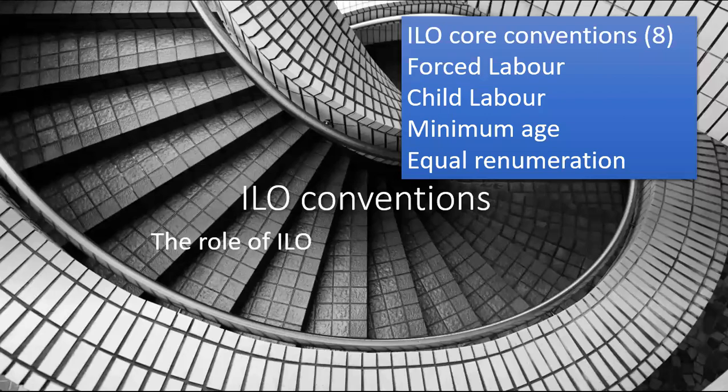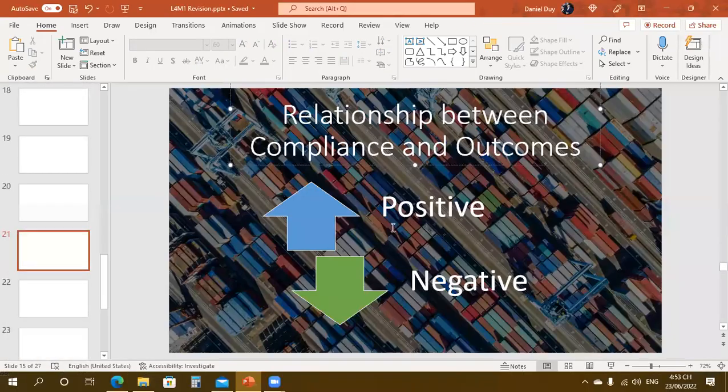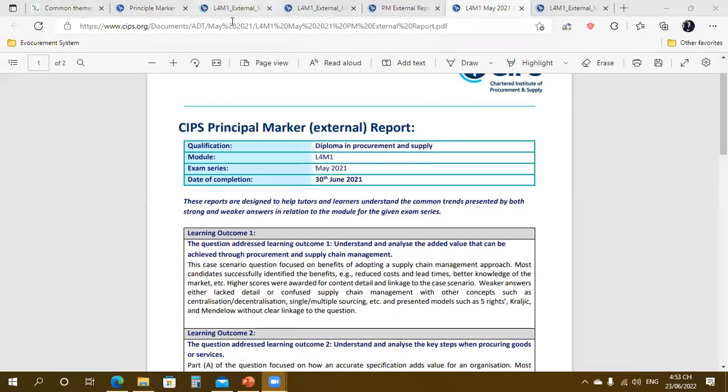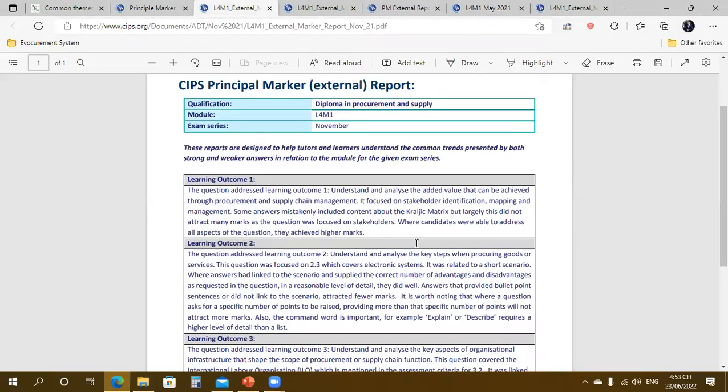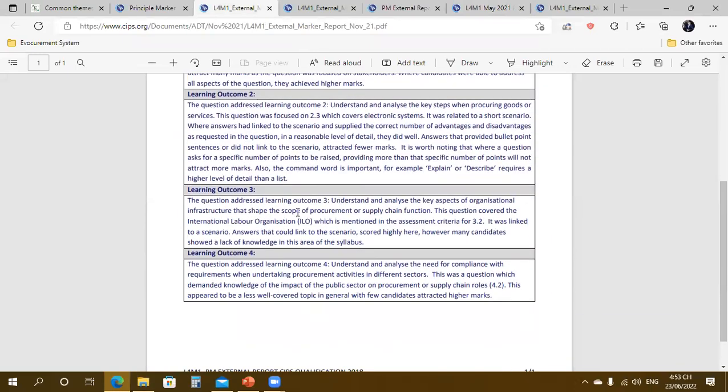And ILO conventions recently also became a question in F1. The previous one is from November 2021, in the principal examiner's report. The question covered the International Labour Organization, which is mentioned in assessment criteria 3.2. It's linked to a scenario.